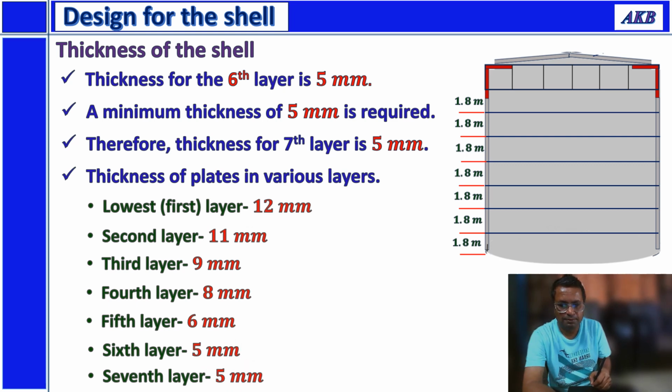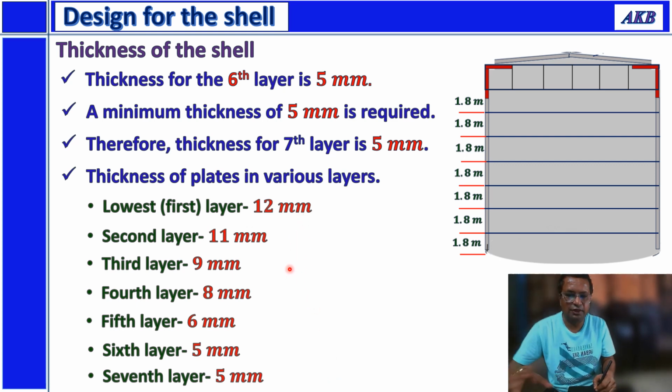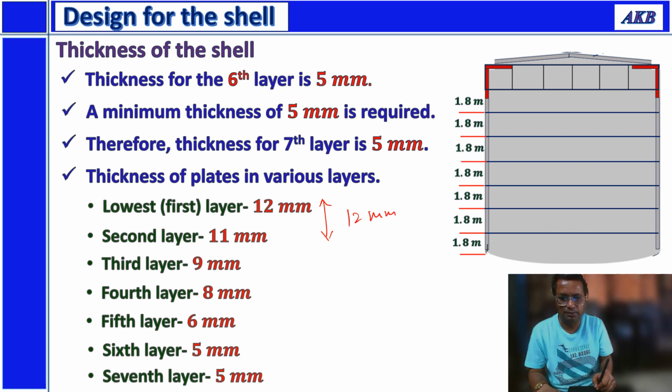So, your calculation suggests that you can use thickness for various layers in this way. You can appropriately combine these thicknesses to construct the shell. For example, the first two layers could be of 12 mm thickness. You can suggest that the first two layers will be made up of plates of 12 mm thickness.